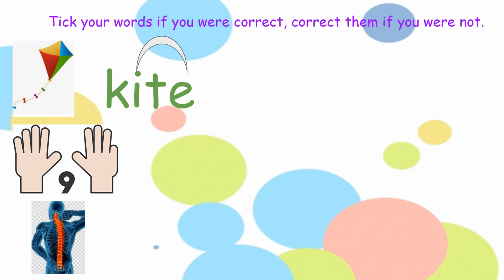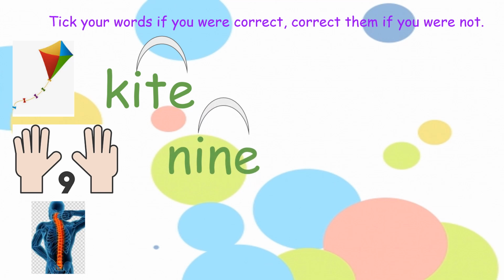Our second word, nine. How many sounds are in the word nine? Amazing, we have 3 sounds. Put up your 3 fingers. Let's say our word, nine. And now let's pinch our sounds. N, I, N. Nine. There we go.